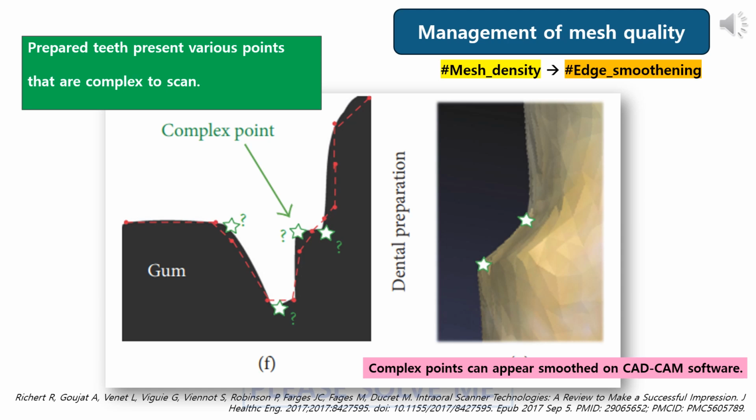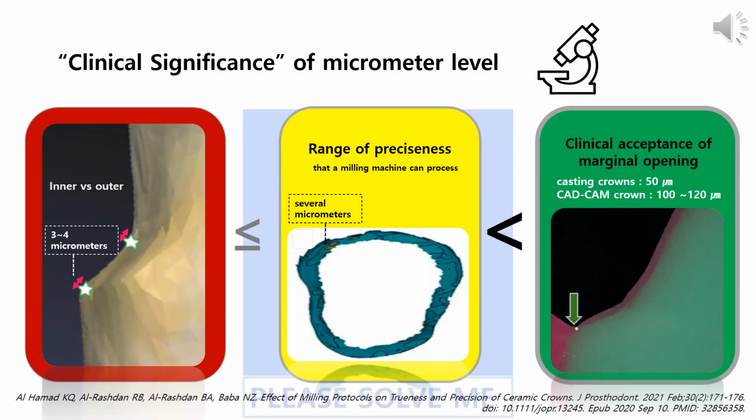Simply put, this is because what we are making is a prosthesis, not a nano-sized semiconductor chip. Then, what would be the width of the round margin observed by Gabriele? If I had to guess, I would say it is within several micrometers, which would put it in the range where no difference can be recognized clinically.